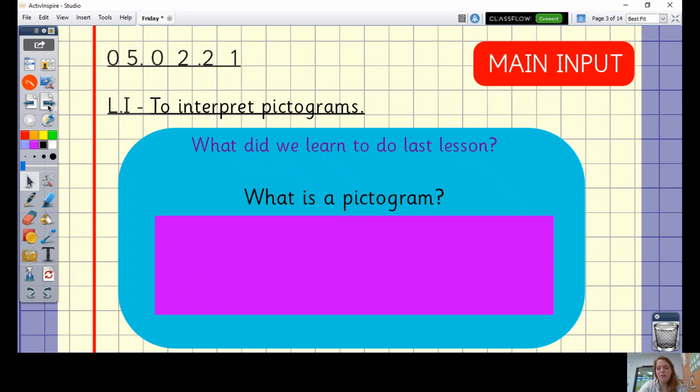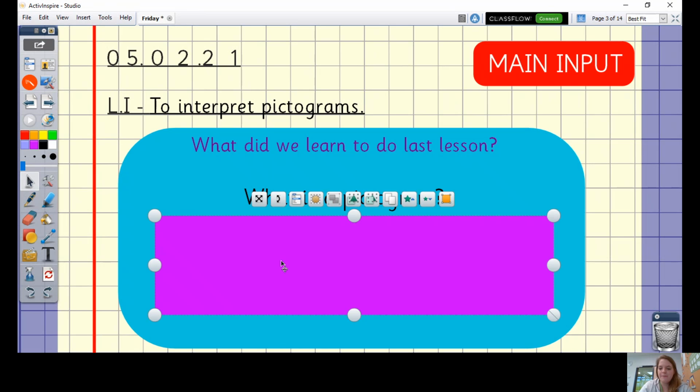Let's have a little think about your learning from last lesson then. What did we learn to do last lesson? And what is a pictogram? Can you remember what a pictogram is? Last lesson we were looking at pictograms and you were learning to draw your own pictograms. Today we're going to be continuing with our learning on pictograms. Before we look at our learning intention for today, I'd like you to think about what a pictogram is and let's share that together.